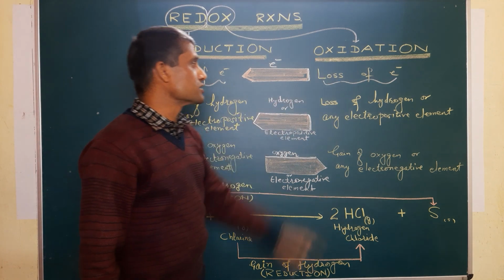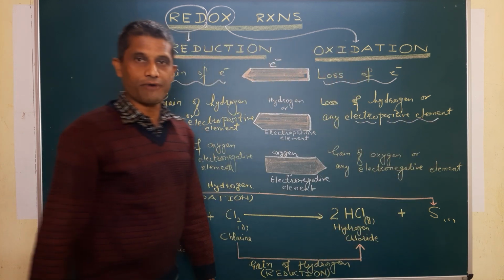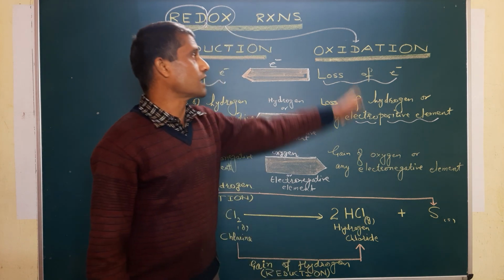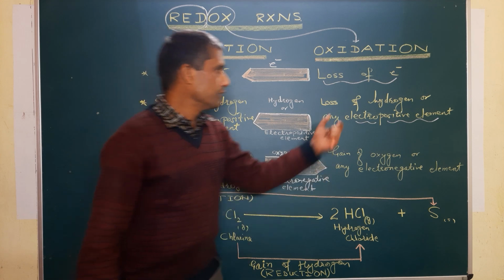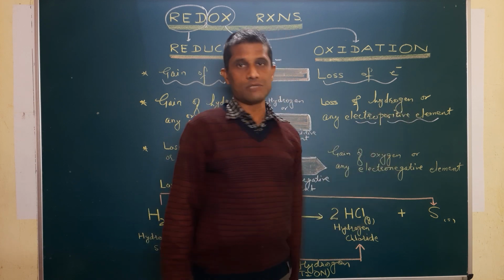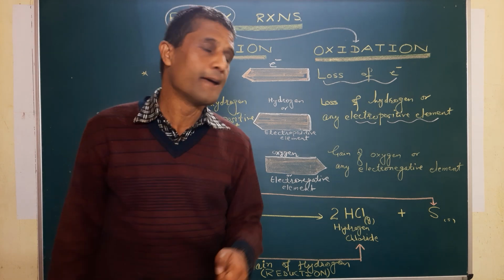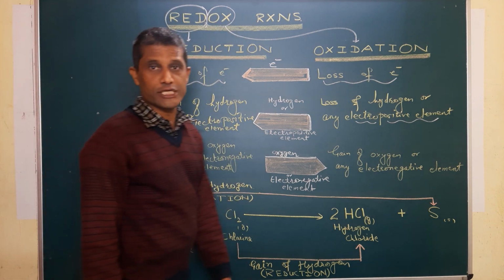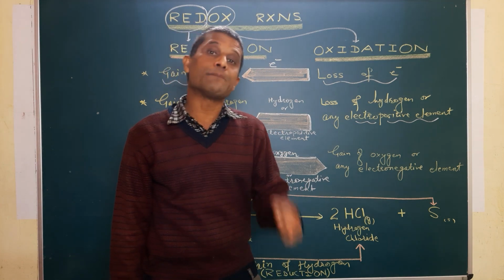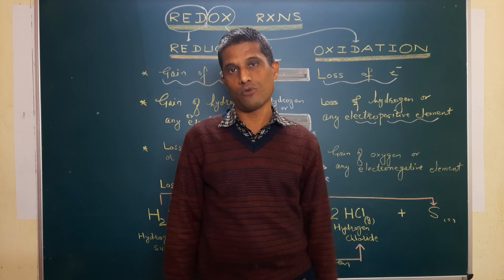Now, number two definition is loss of hydrogen or any electropositive element. Any substance or species which is losing hydrogen is undergoing a process called oxidation, if it is the straightforward loss of hydrogen or any electropositive element. What is an electropositive element? It is that kind of element which loses its electron in order to acquire the stable electronic configuration of the nearest noble gas, thereby becoming a positively charged particle or a positively charged ion. That is called electropositive element.